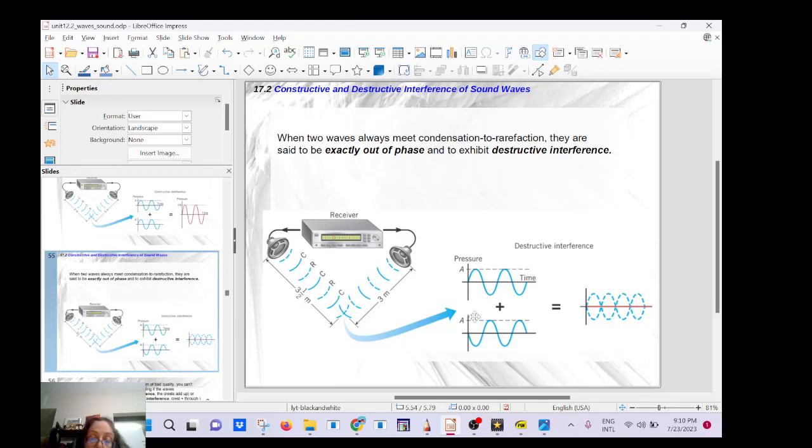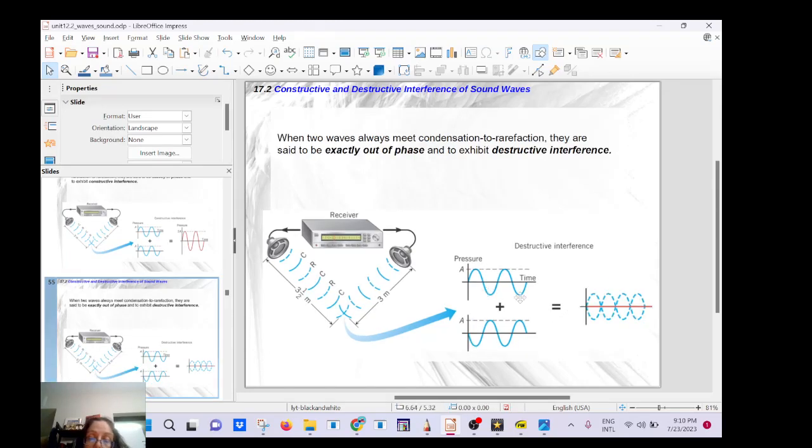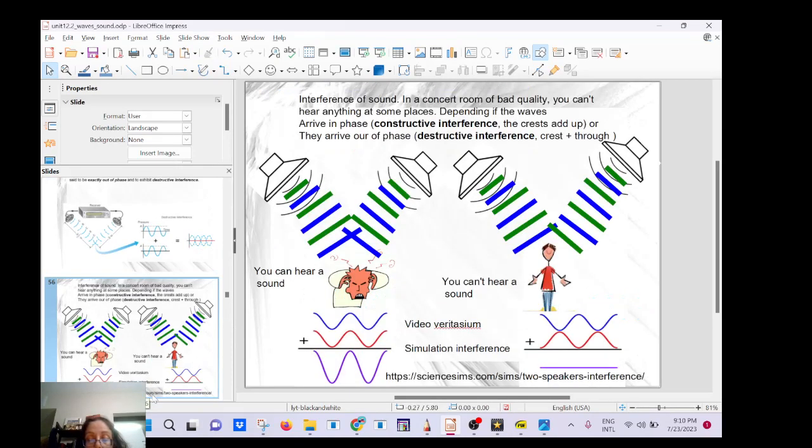Sorry, here it's going to be constructive. They are exactly in phase. So a crest will match with a crest, a trough will match with a trough, and we get twice the amplitude. If they are out of phase, okay, so a crest here will match a trough, and you get destructive interference. So that's how it works.